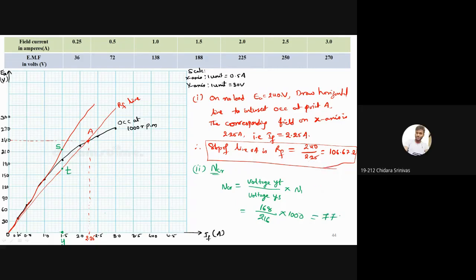777.77 RPM. This is your critical speed. Now you are running your machine at 1000 RPM, so this is greater than your critical speed, so that there is a buildup of the voltage.